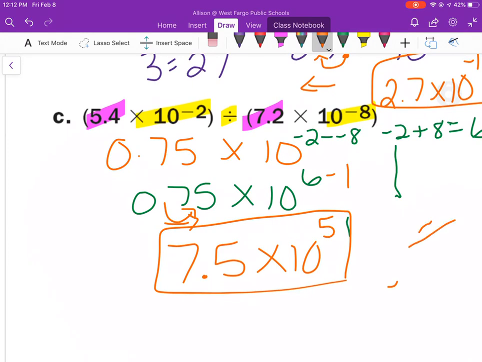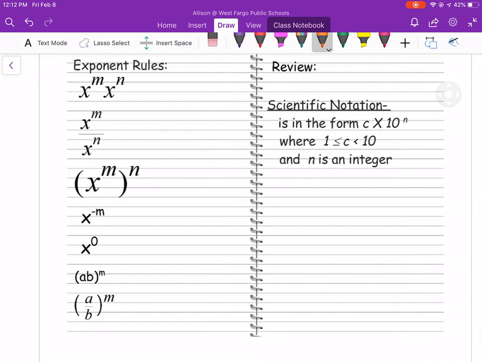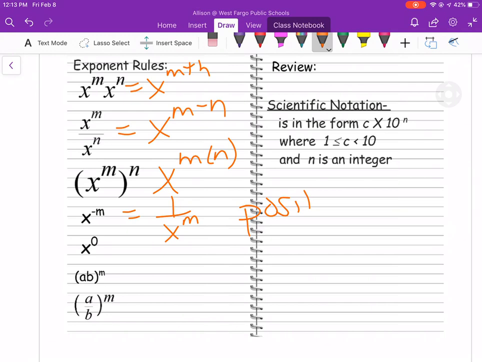We've reviewed the exponents. Remember, these are the rules that you really need to know. When you're multiplying, you add the exponents. When you're dividing, you subtract the exponents. When you're raising a power to a power, you multiply the exponents. Take the reciprocal when you have a negative exponent, make it positive. Always end with positive exponents. That's very important. You always have to have positive exponents.